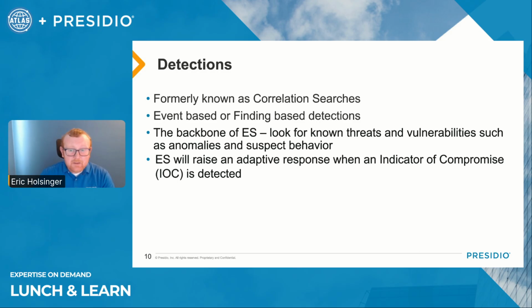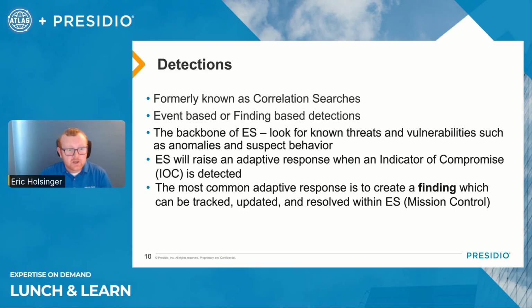ES will raise an adaptive response when an IOC, indicator of compromise, is detected. So basically what that detection is looking for, once it sees that, it's going to start an adaptive response. The most common adaptive response is to create a finding, what used to be known as a notable event, which can be tracked, updated, and resolved within ES mission control. And that's what we were just looking at.